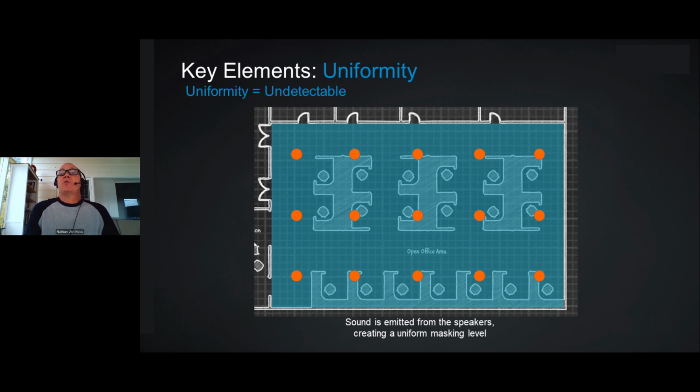As you can see here, sound masking speakers are laid out on a grid pattern in such a way that they can effectively cover 100% of the area. Sound masking is emitted from these speakers, creating uniform coverage.